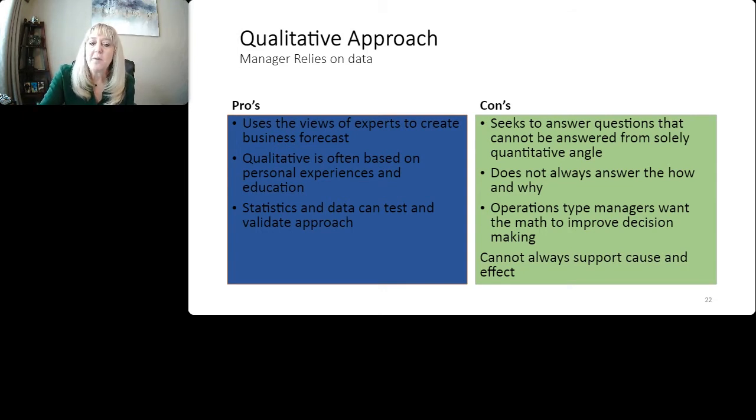So it really challenges an operations type manager. They want the math to improve the decision making. They cannot always support their cause and effect. So you have to really look at that.